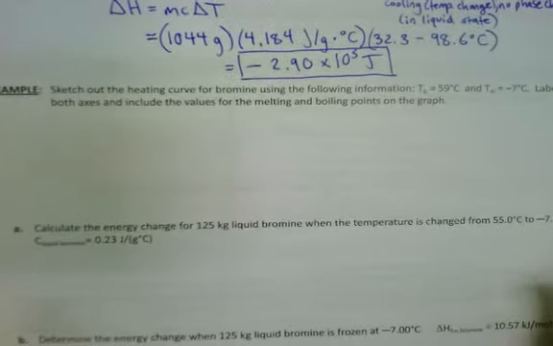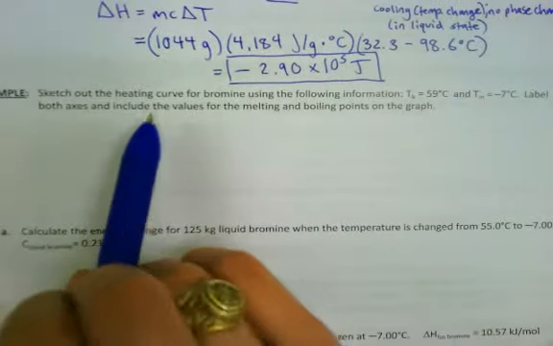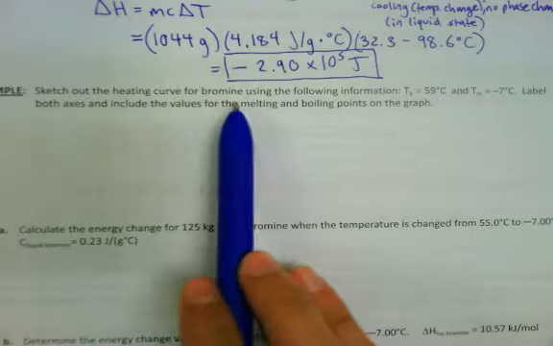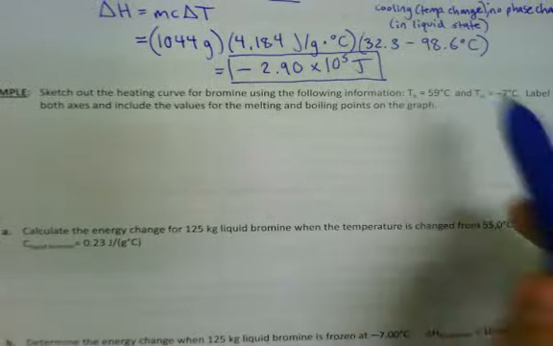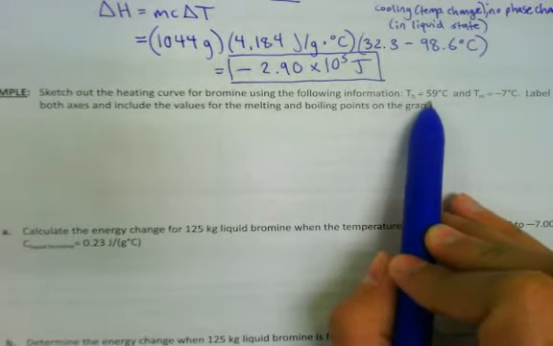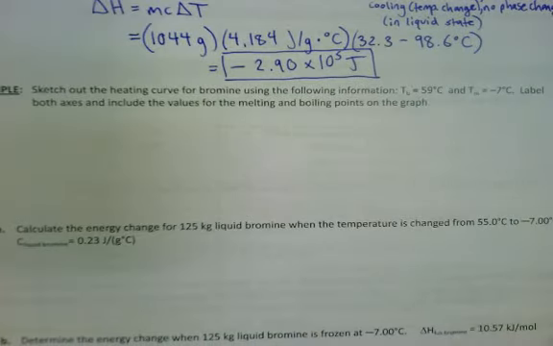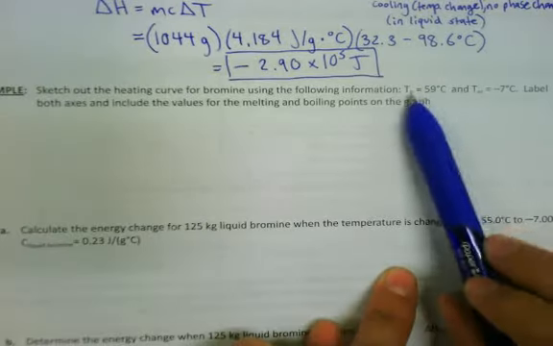What we are going to start off with these problems a lot of the times is being asked to sketch out a heating curve. And here we are asked to sketch out a heating curve for bromine using the information that its boiling point is 59 degrees and its melting point is -7 degrees, melting/freezing point. We're going to label both of our axes and include the values for the melting and boiling points on the graph. Whenever you are asked to draw a heating or cooling curve, you are going to draw almost the same exact thing every single time. The only thing that is going to change is the boiling and melting point.